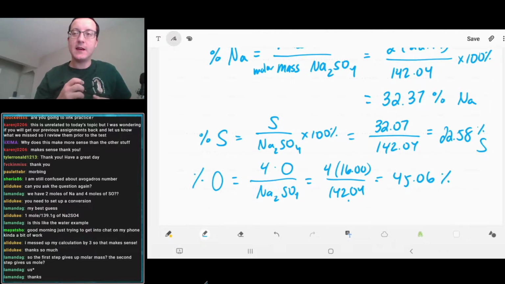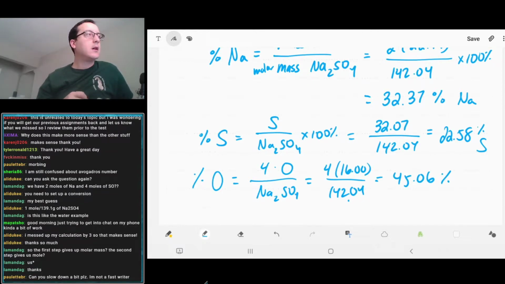And so we can see, we can use these percent compositions to do more fun stuff. Any questions on this one so far? Let me pull up that one.